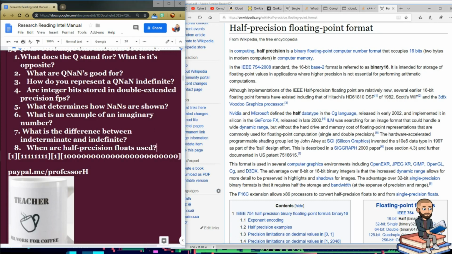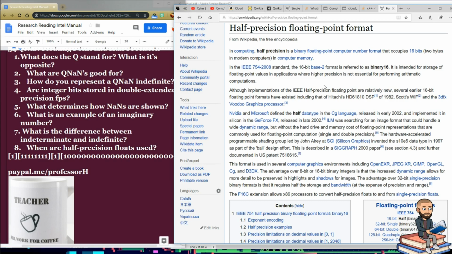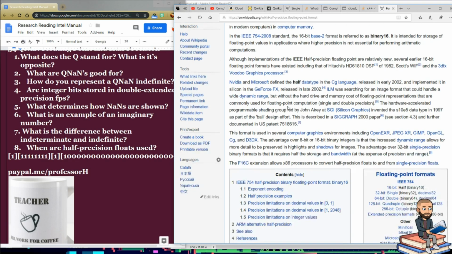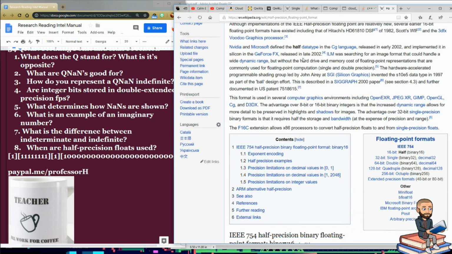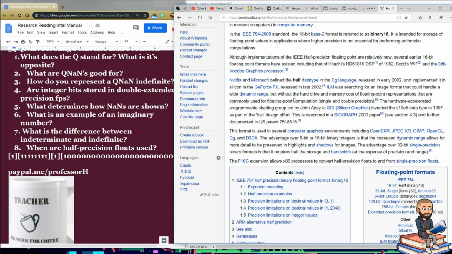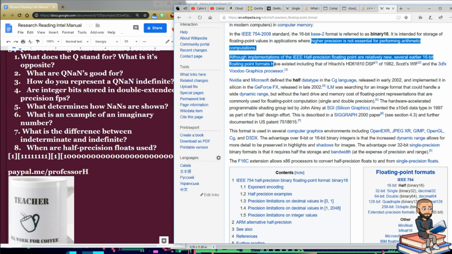So simply asking, when are half precision floats used? And what I like about this Wikipedia article is it's about to give us some hardcore examples so we can connect that in our minds with Intel's mention of the half precision floating point format. So higher precision, not essential. It's not essential for performing arithmetic computations, although implementations of this IEEE standard are relatively new. Several earlier 16-bit floating point formats have existed, including that of Hitachi's HD61810 DSP, which was from 1982, I guess.